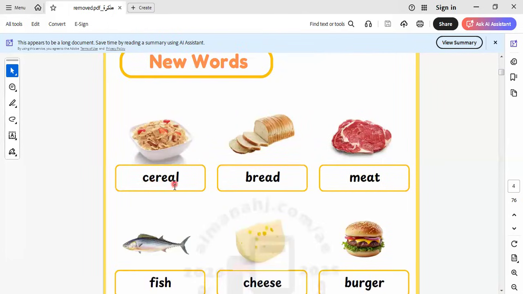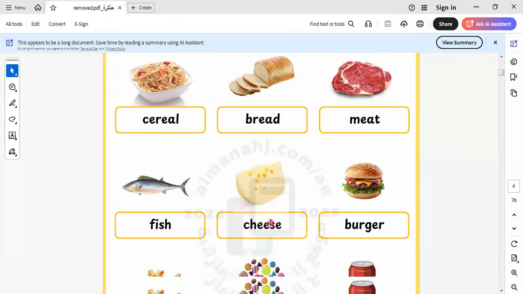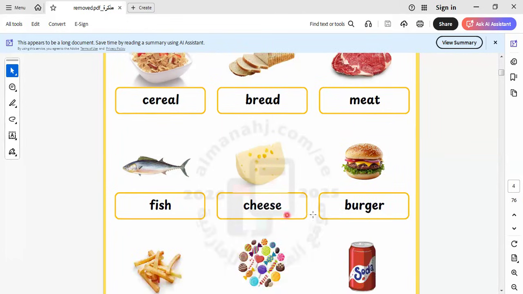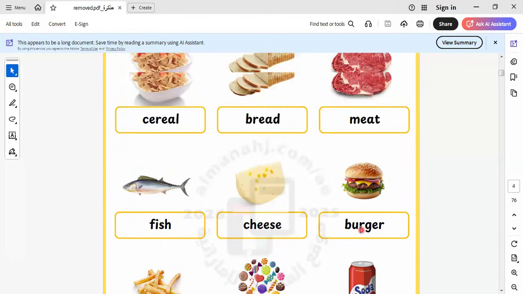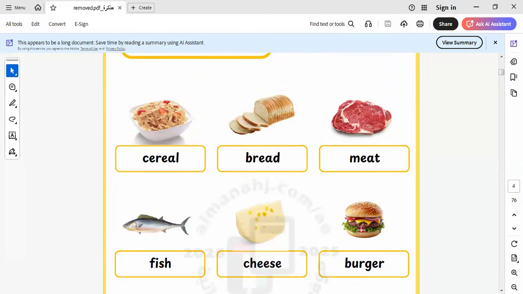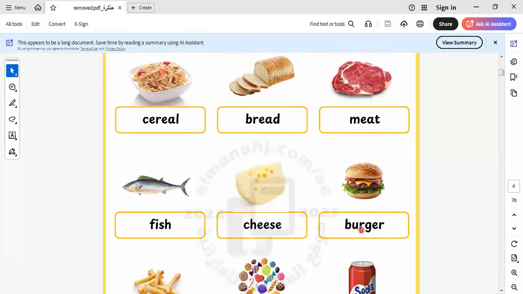Here we have cereal. I would like you to repeat it with me. Cereal, bread, meat. I will repeat: cereal, bread, and meat. Here we have fish, cheese, burger, fries, sweets, soda. You can guess with me what is the healthy and what is the unhealthy food.